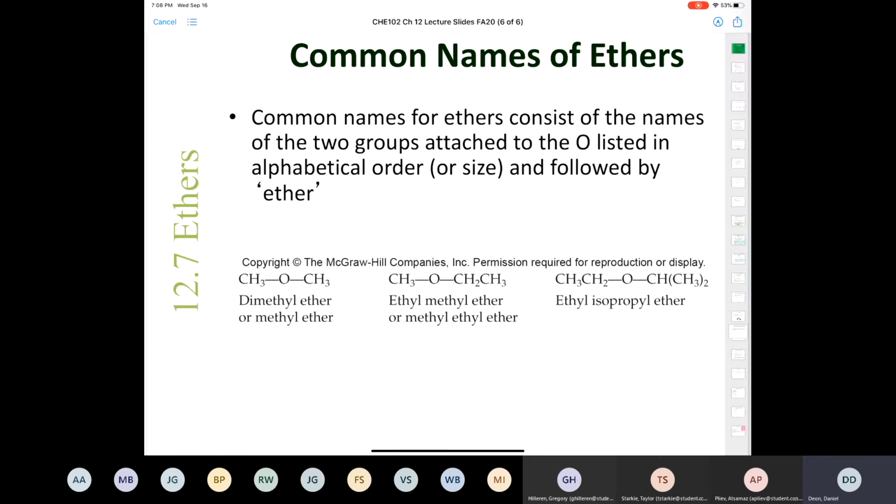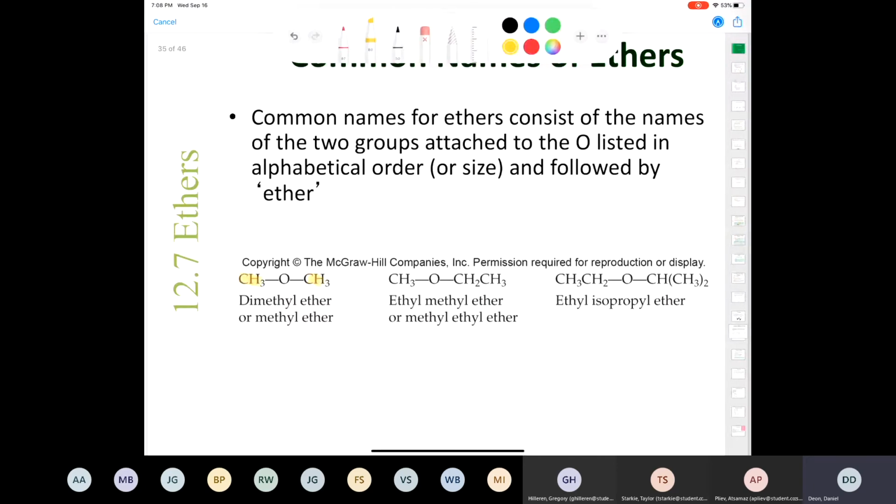Done. Okay? So you can see that I have two methyl groups in this first compound, so I would call this dimethyl ether. Something that's not mentioned here in the rules is that sometimes scientists will shorten it even more. They'll just call it methyl ether. They're implying that both groups are a methyl. Here you have a methyl and an ethyl. Well, you alphabetize, E comes before M, so it's ethyl methyl ether.